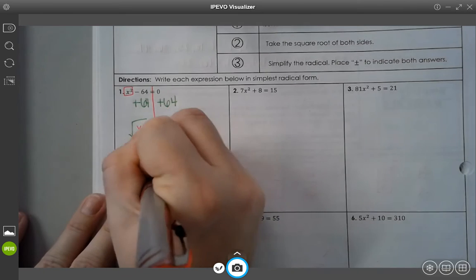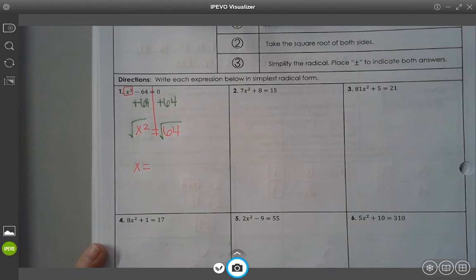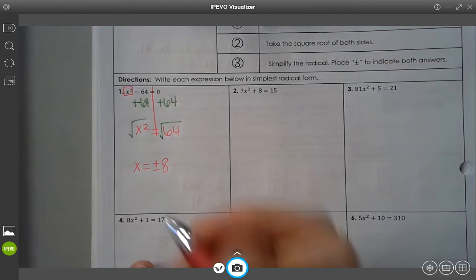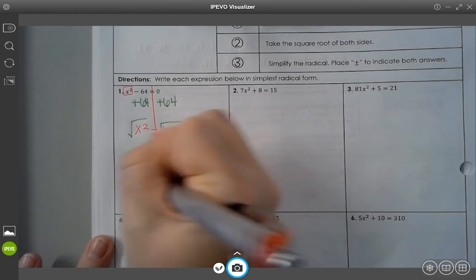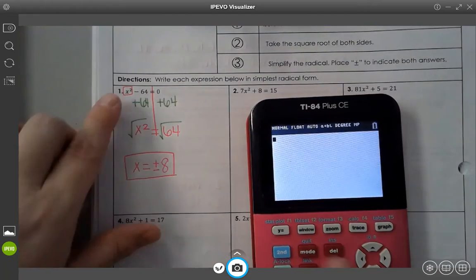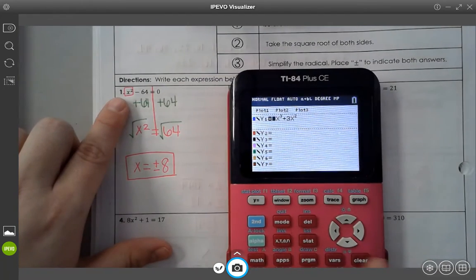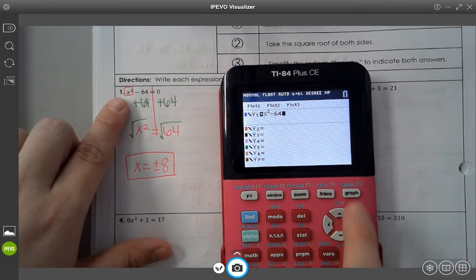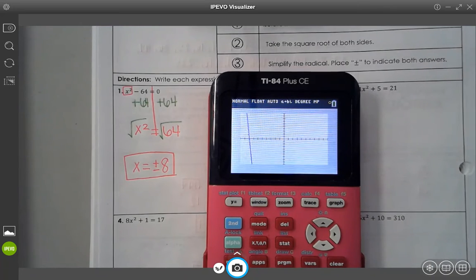And I get x equals, what's the square root of 64? 8. And we need to put a plus or minus in front of that. And I'll show you why we put the plus or minus. I'm going to show you the graph of x squared minus 64. It's a parabola. You just can't see the bottom of it. Zoom out. Where does this parabola cross the x-axis?